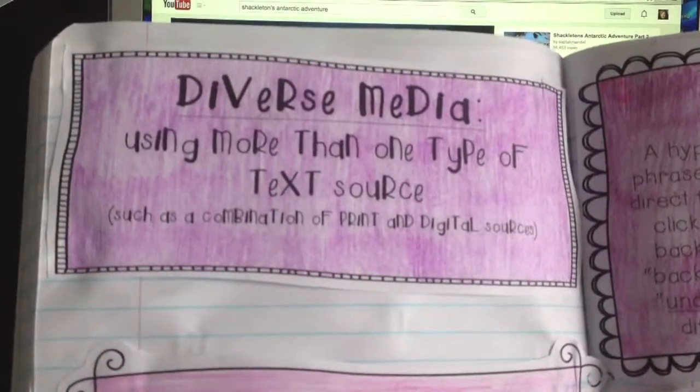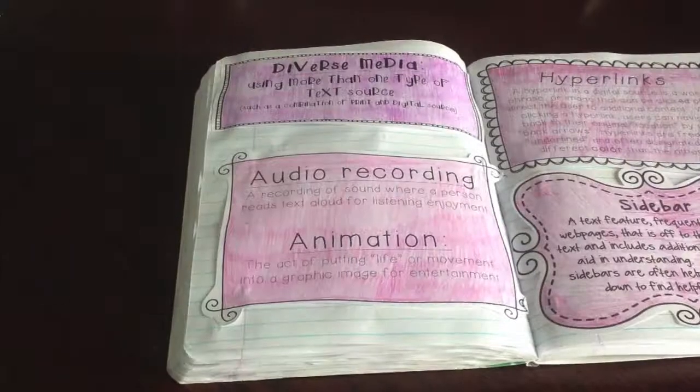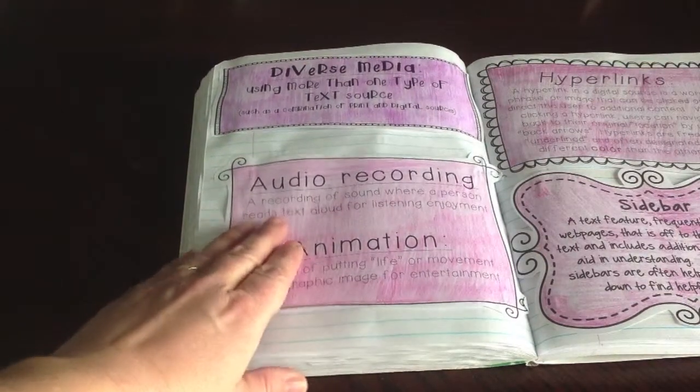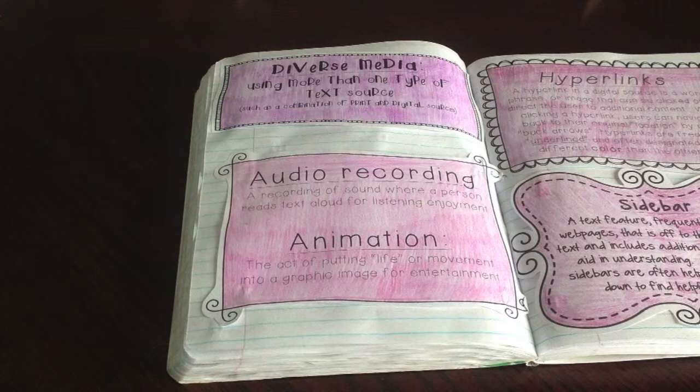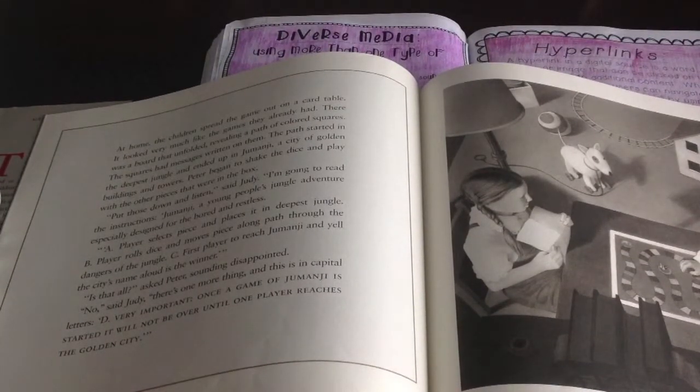And so when you're doing a search, don't discount diverse media. Use more than one type of text source. Another important thing to note when you're doing research is how an audio recording can definitely enhance what you're learning more about or what you're interested in. I'd like to show you an example of an audio recording from the book Jumanji. Listen to how the narration enhances the overall experience.